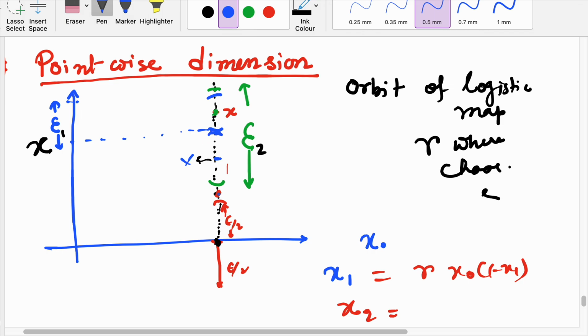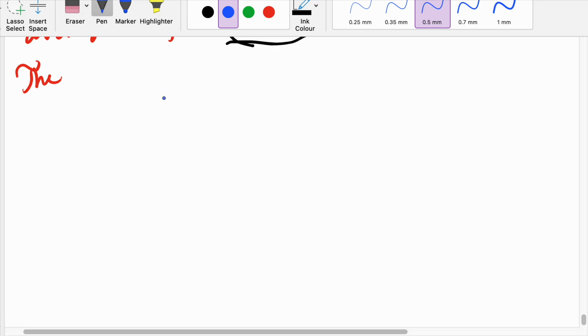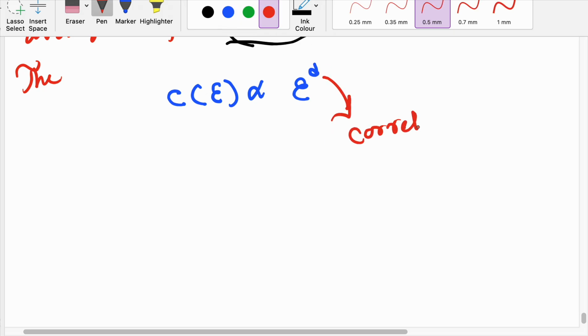then I draw a box with length epsilon. Now if I ask how many points will be there, that will be C(epsilon), which should be proportional to epsilon to the power d, and this d is called the correlation dimension.